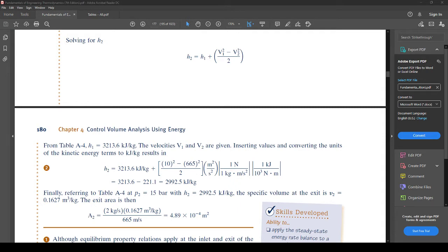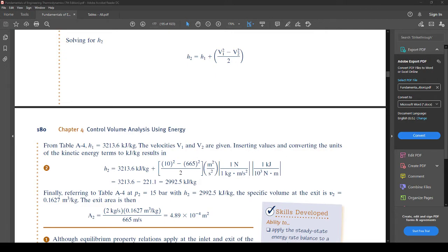If you want to actually see it, this is what it looks like. So meter squared per second squared, and then you start canceling these things with 1 Newton is equal to 1 kilogram times meter per second squared. You get rid of the second squared, you get rid of 1 meter. And then 1 kilojoule is equal to 10 to the third newton meters. That cancels the other meter, and you are left with kilojoules per kilogram. But in short, the bottom part is just 2,000.